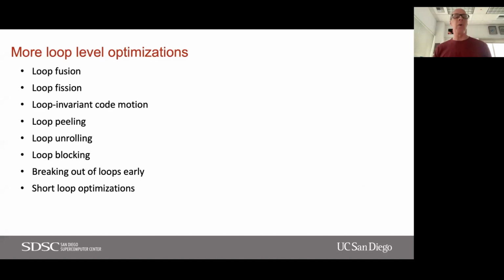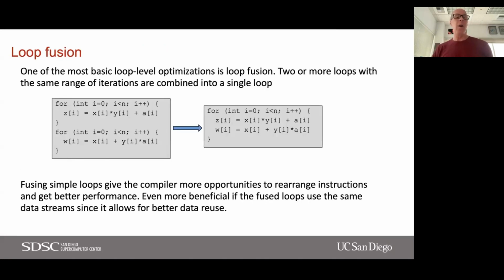I'm going to go through these pretty quickly, and talk about some of the other optimizations that you can do in your code, a lot of what we call loop level optimizations. One of them is loop fusion. This is one of the most basic loop level optimizations, where we take two loops and fuse them together. For example, if we have two loops with the same range of iterations, we combine them into a single loop. Fusing simple loops gives the compiler more opportunities to rearrange instructions and get better performance.